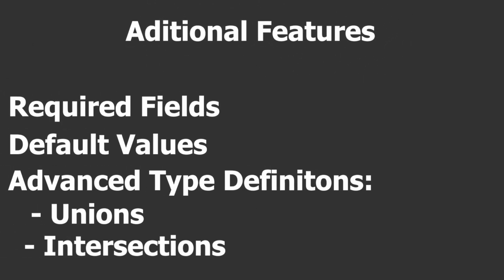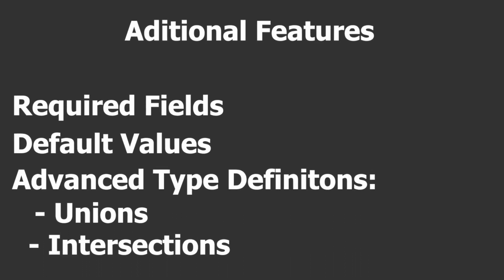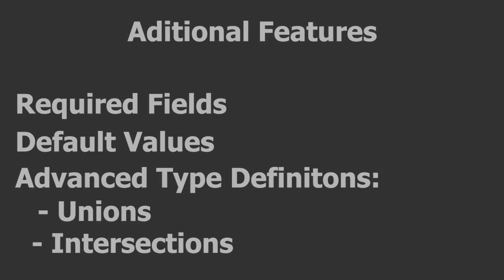ZOD also provides features like required fields, default values, and advanced type definitions like unions and intersections. Basically, it's got all the tools you need to get your data looking in the best shape. The documentation will be down below for advanced explanation. Now get the fuck out of here and get your data in shape.